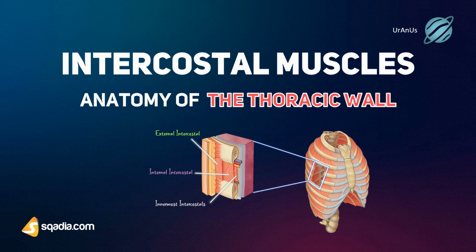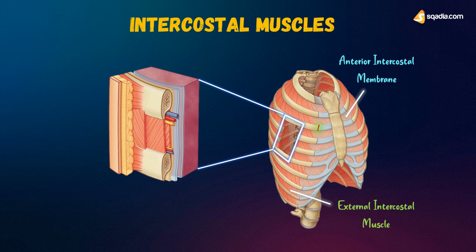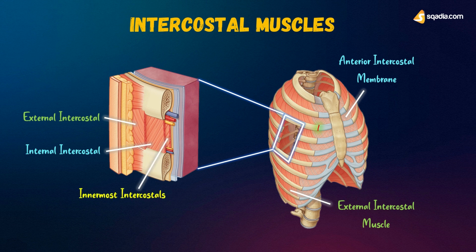Now that you have already been introduced to the intercostal spaces and intercostal muscles, let's dive deeper and find out more about these muscles. So, it is the intercostal muscles that fill the intercostal spaces present between the adjacent ribs. Now, they are in fact 3 flat muscles that are named in accordance with their position: external intercostal muscles, internal intercostal muscles, and innermost intercostal muscles.